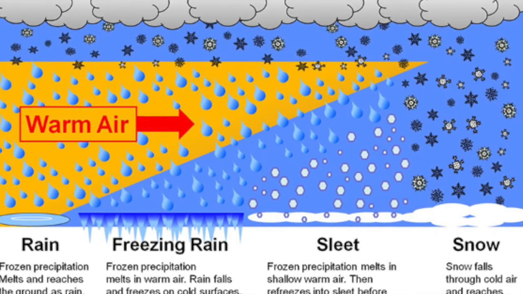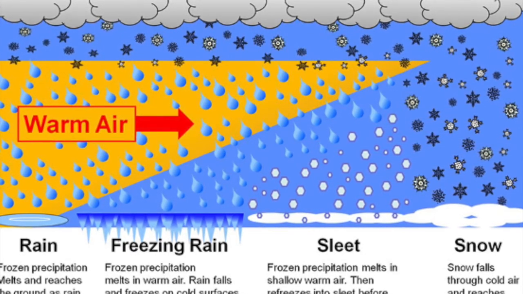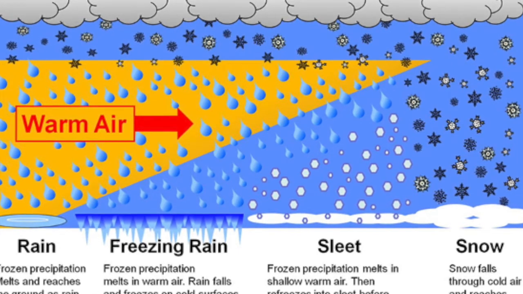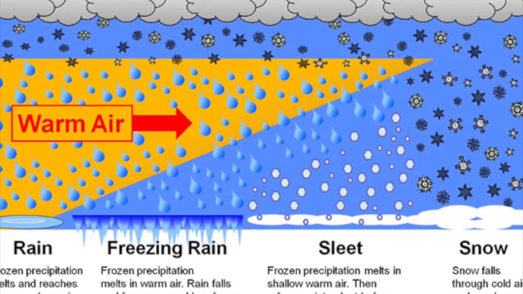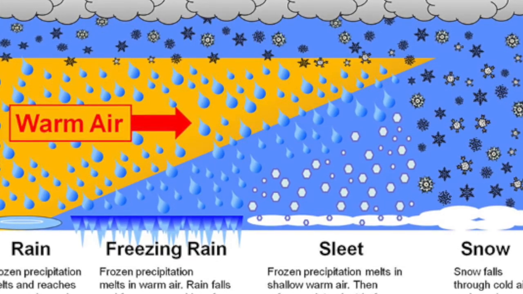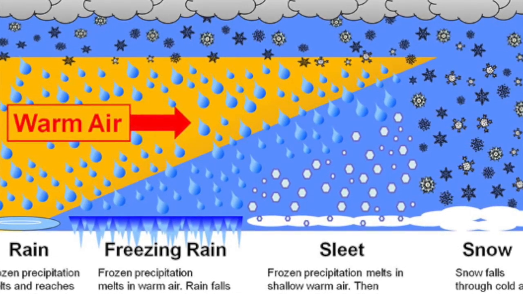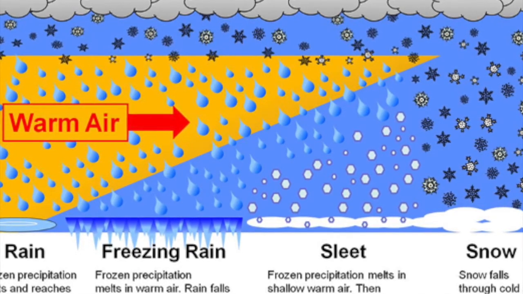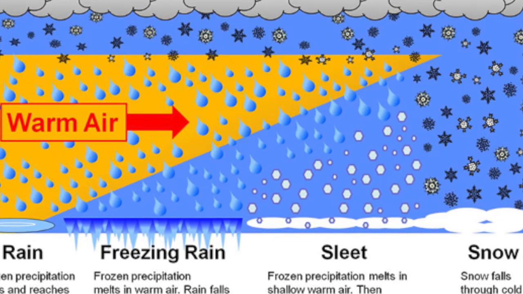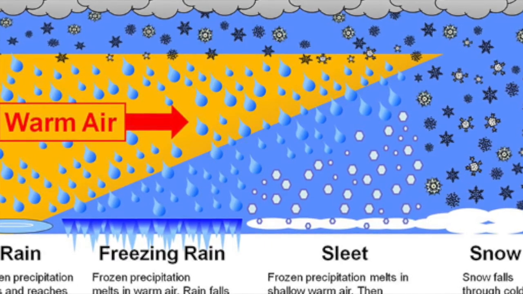Freezing rain develops as falling snow encounters a layer of warm air. Then snow completely melts and becomes rain. As the rain continues to fall, it passes through a thin layer of cold air just above the surface and cools to a temperature below freezing. However, the droplets themselves do not freeze, a phenomenon called supercooling.